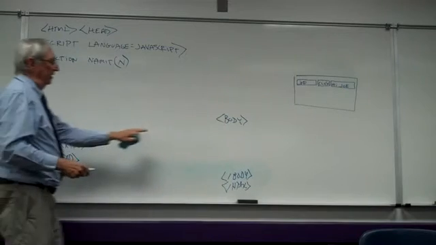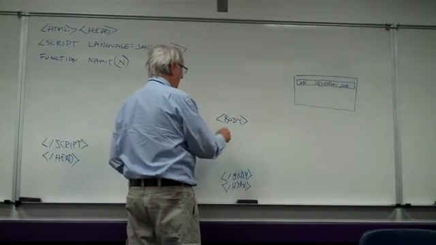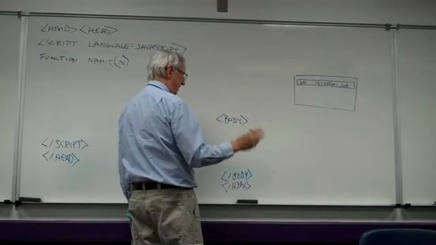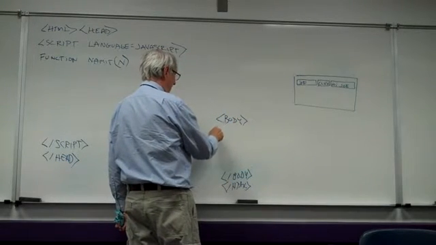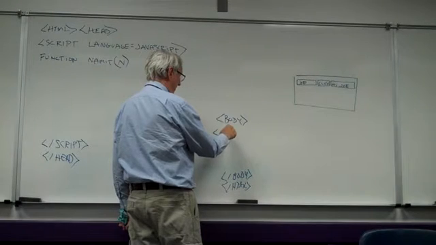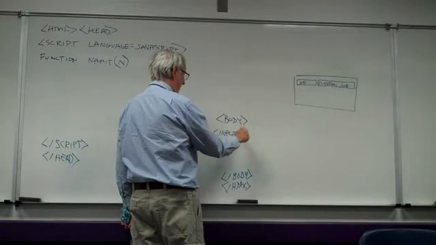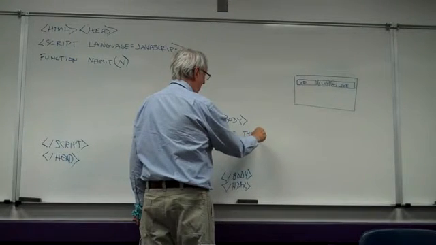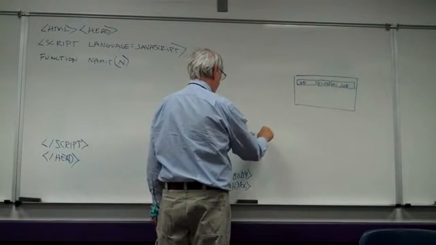In the body of the program, we want to put this space right here. That's the first thing you want to put, that space. And here's how you put it. You say input type equals text.